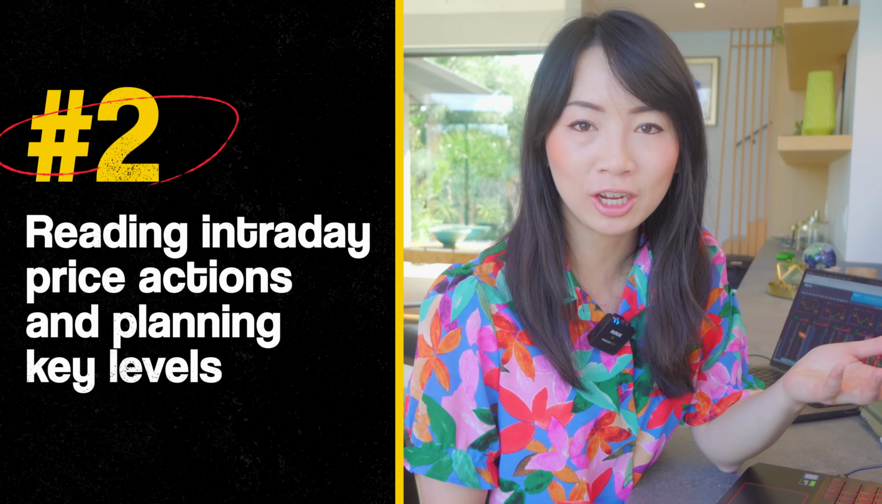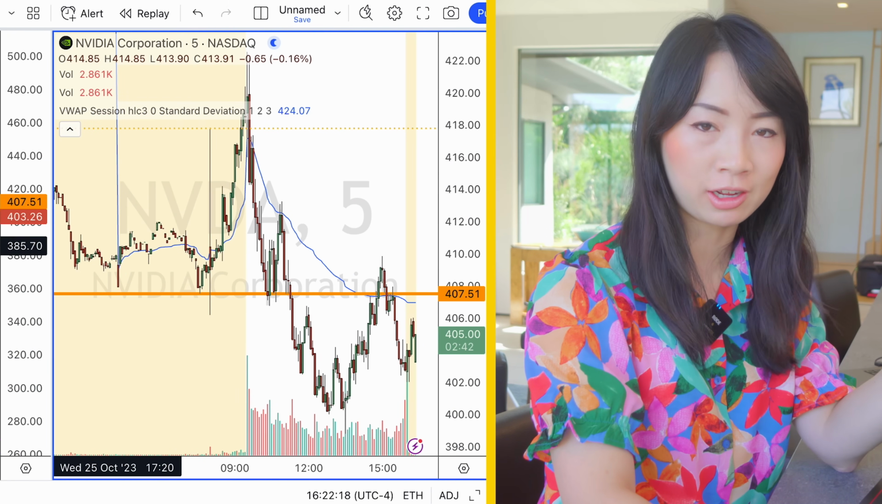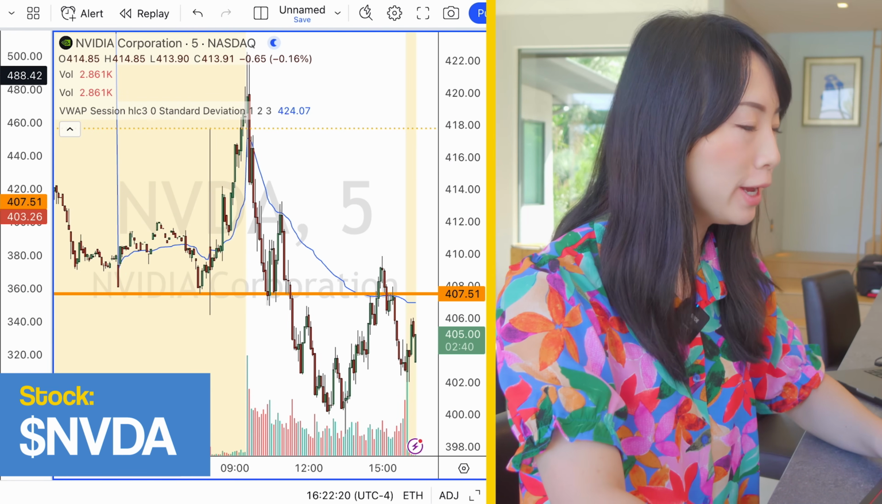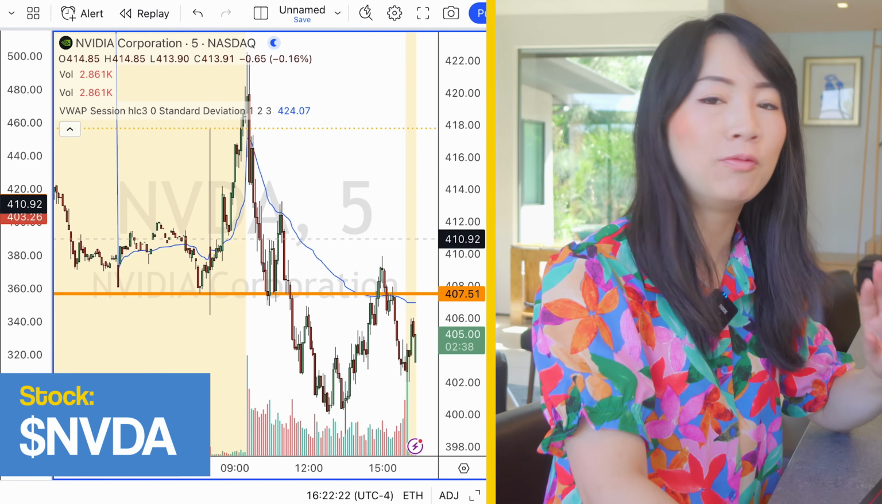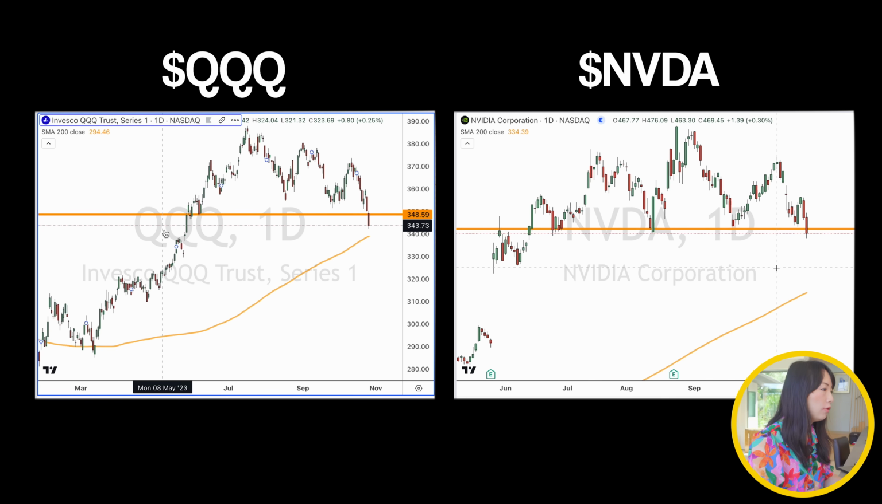Okay, now that we got step number 1 out of the way, let's move on to step number 2 now, which is reading intraday price action and planning key levels. Okay, switching to an individual stock now from QQQ, we're looking at NVIDIA, which is also a very high weighting in both SPY and QQQ. So if you look at the NVIDIA daily chart, you can see that this looks very, very similar to what we just saw on QQQ. In fact, I think it's an exact mirror image.